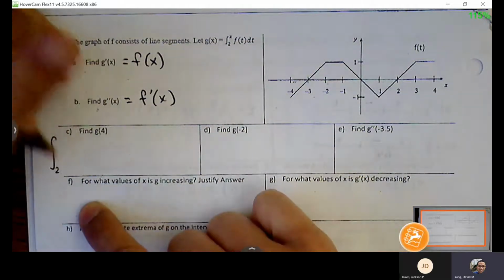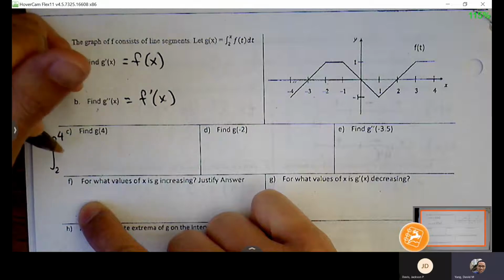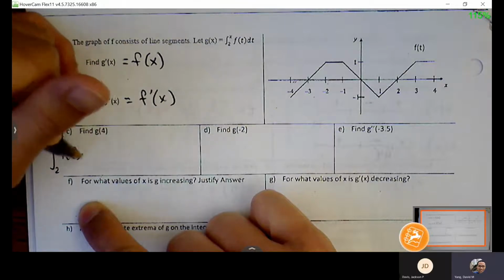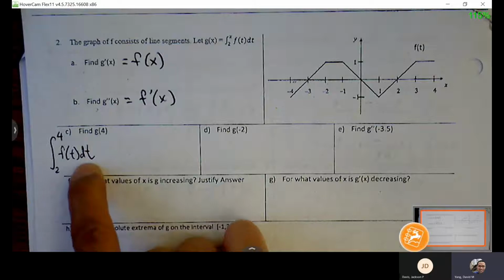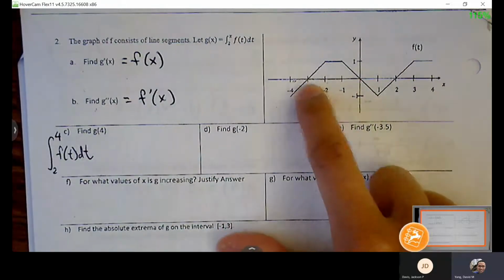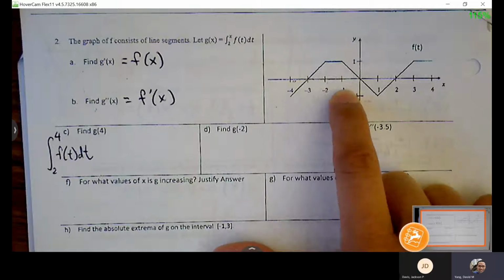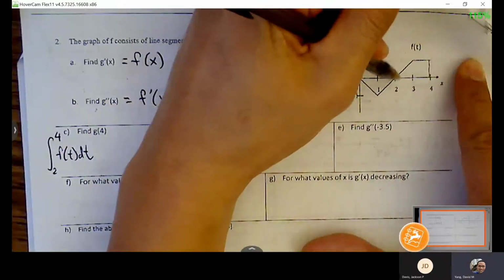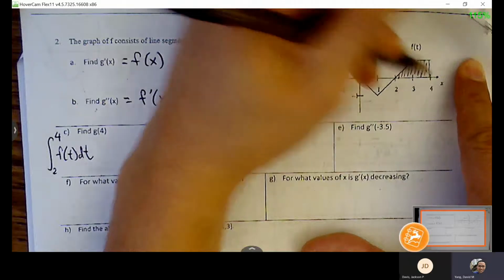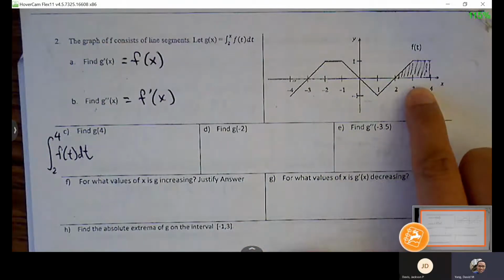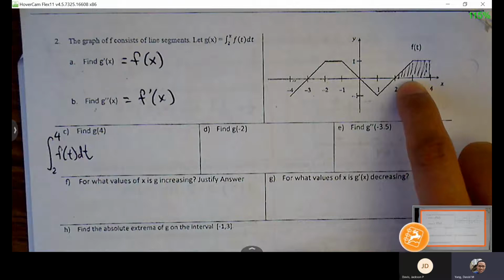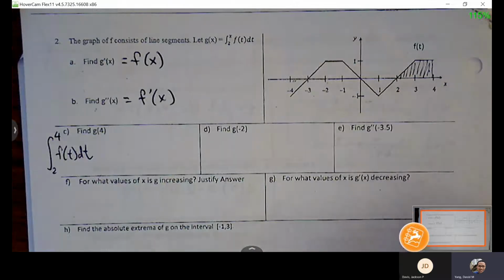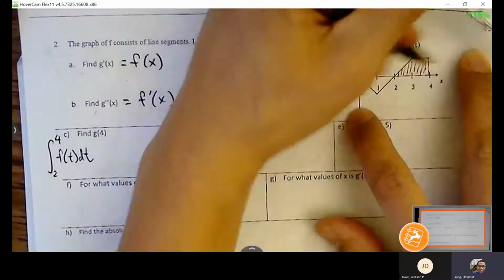So integral from 2 to 4 of f of t dt. Okay, we have a graph in front of us, so we're just going to total the areas up. All these are geometric shapes here. So from 2 to 4, all this is above the x-axis. So we can do 1/2 base times height for the triangle, and then length times width for the square.